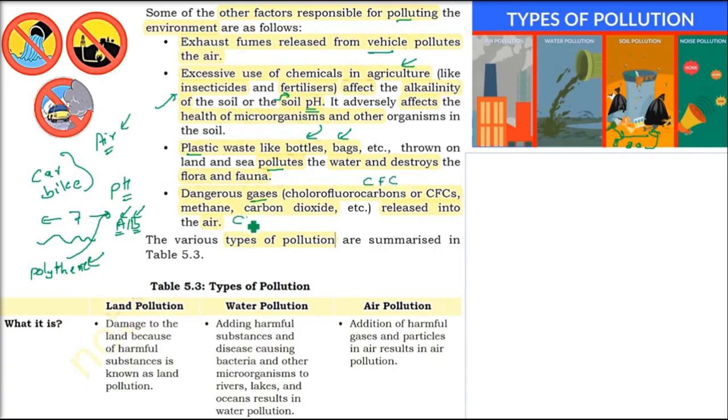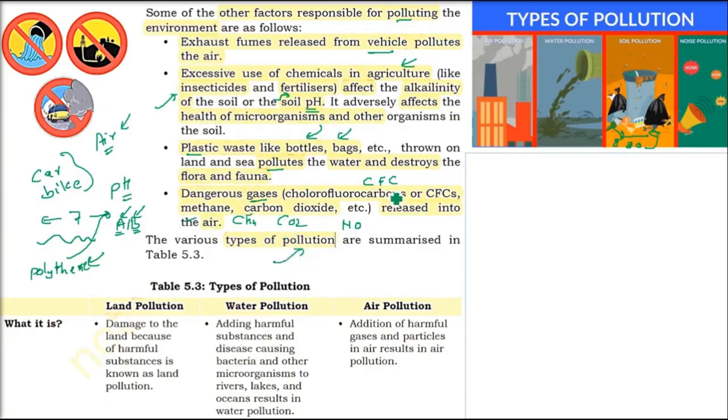Dangerous gases like chlorofluorocarbons, methane (CH4), carbon dioxide, nitrous oxide, N2O, it is not NO, it is N2O, are released into the air, and these are so dangerous. For example, if someone around you is burning waste, you will not be able to breathe in your house. This is how it is affecting us.